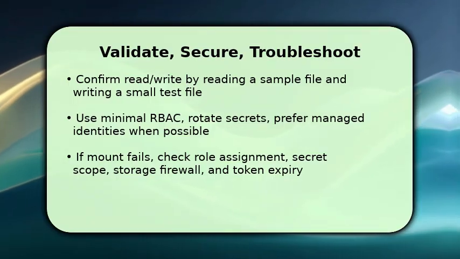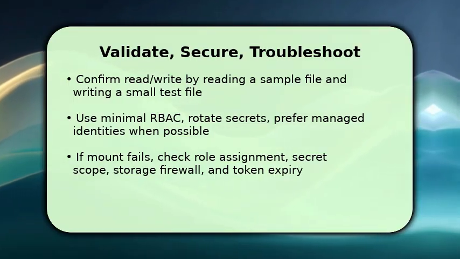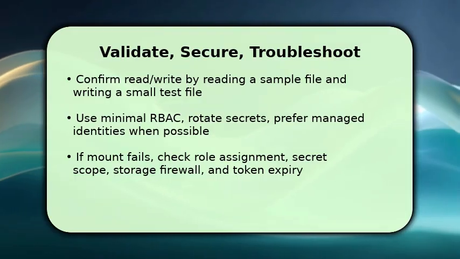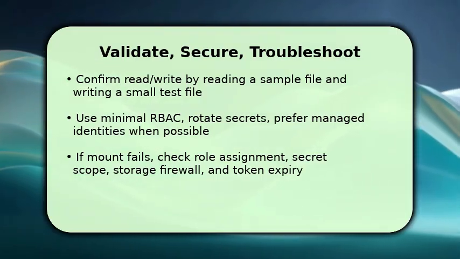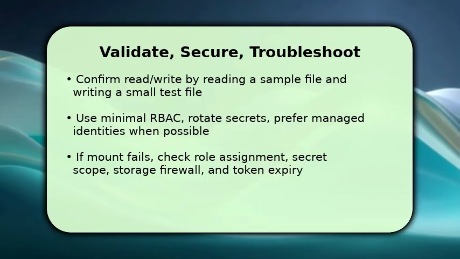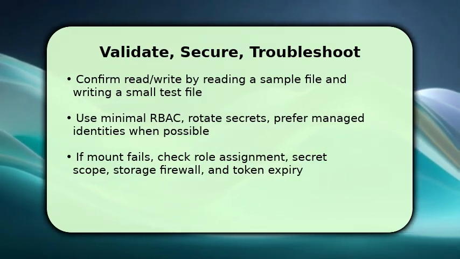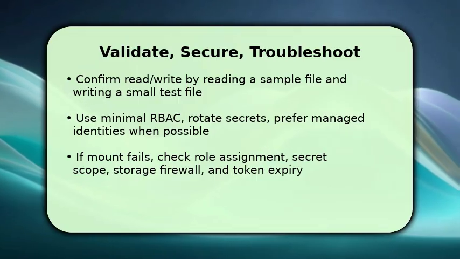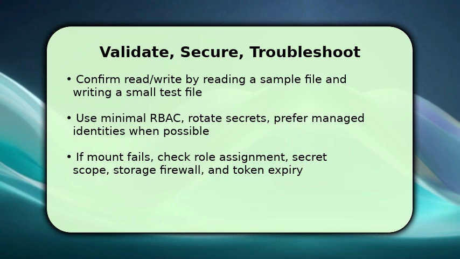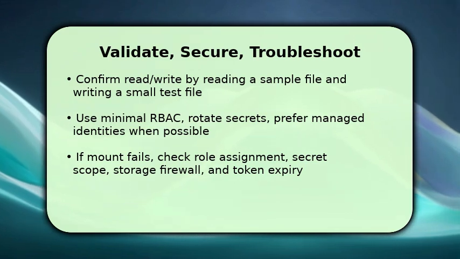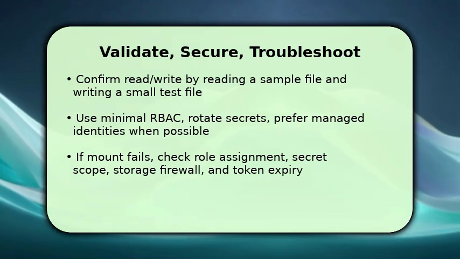Once verified, tighten security. Give only Storage Blob Data Contributor, rotate the client secret regularly, and consider using a managed identity for long-term production. If things go wrong, one key troubleshooting trick is to check role assignment and the secret scope first. Most failures are due to missing RBAC, an expired secret, or a storage firewall blocking Databricks outbound IPs.